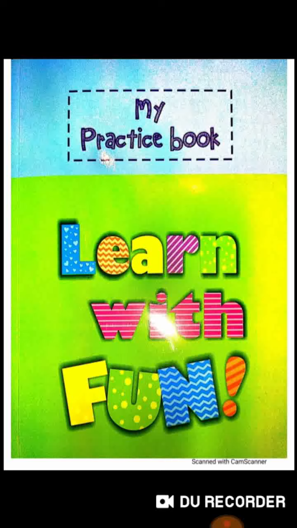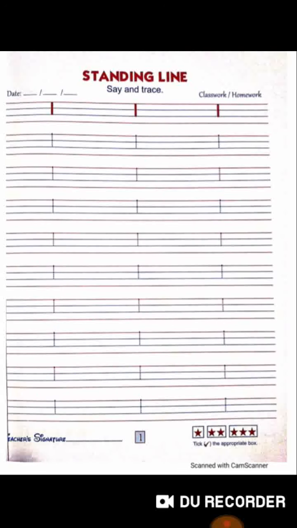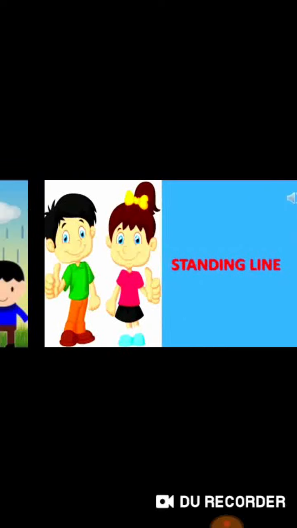So students, take out page number 1 of your workbook. This is your page number 1. In this page, you have to trace the standing line. You have to join the dots. Previously you have learned a lot about this standing line and you have done a lot of worksheets regarding this topic. So students, let us recall.